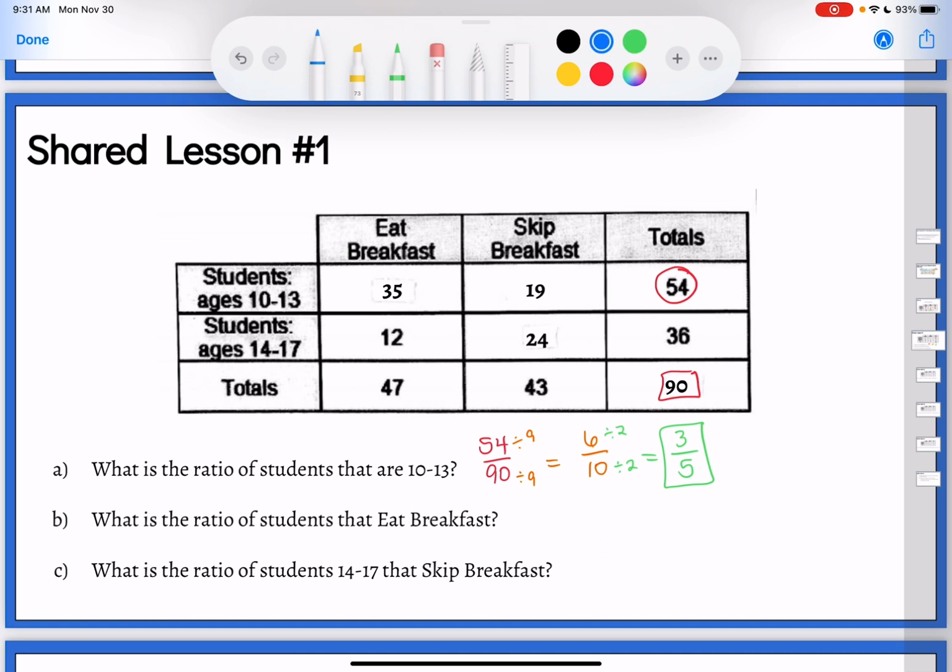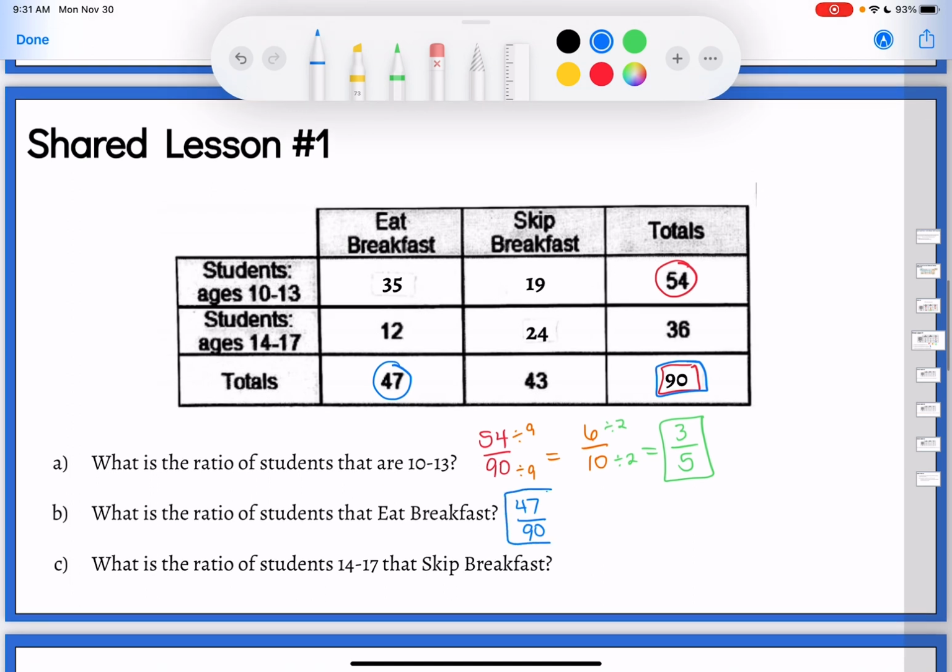All right, part B then says, what is the ratio of students that eat breakfast? So again, using that marginal frequency, I'm just comparing the total number of students that eat breakfast to the total number of students in the study. So here I am looking at 47 students who eat breakfast in this study, and there are 90 students total. So my ratio here would be 47 out of 90. Again, we would try to reduce that, although I believe 47 cannot be reduced. So I think that this one is just 47 over 90, and that's okay, right?